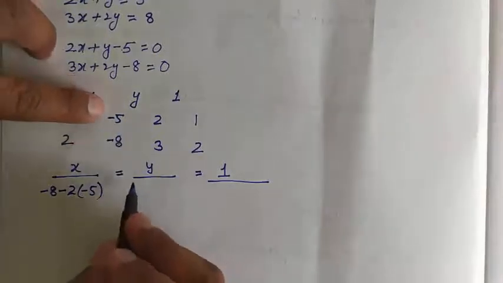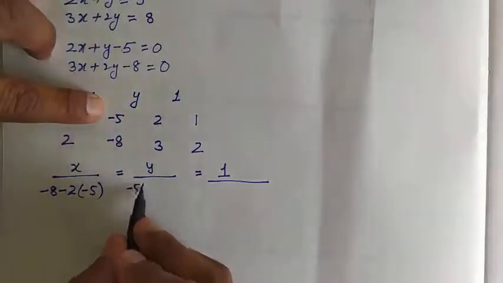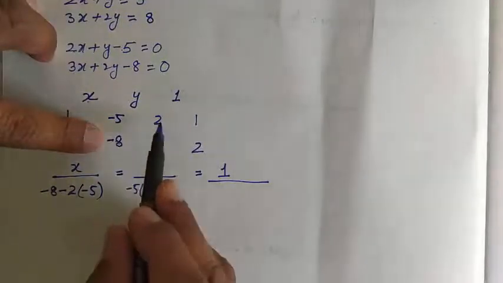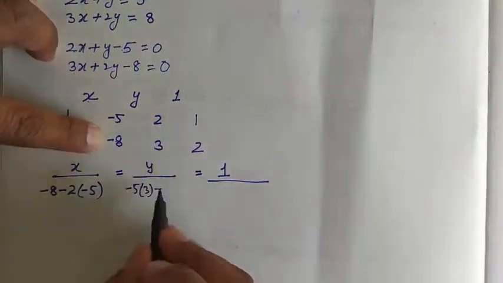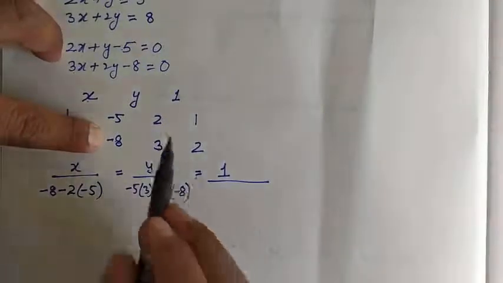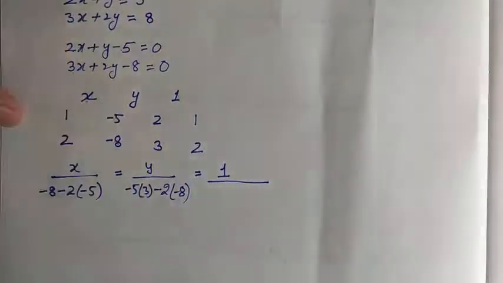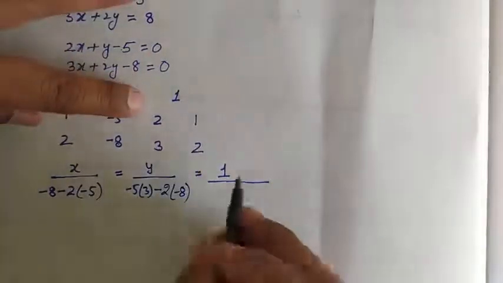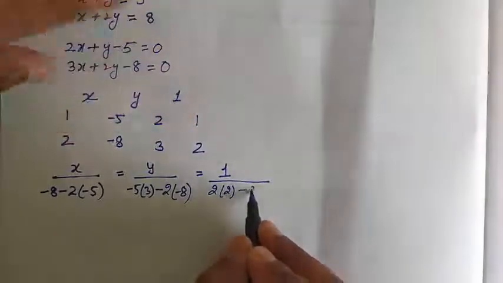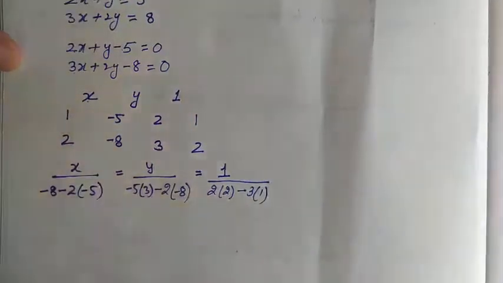Minus 5 multiply by 3 minus 8 multiply by 2, or you can write 2 multiply by minus 8. 2 multiply by minus 8. Below 1, 2 multiply by 2 minus 3 multiply by 1. So let's see what will be there.